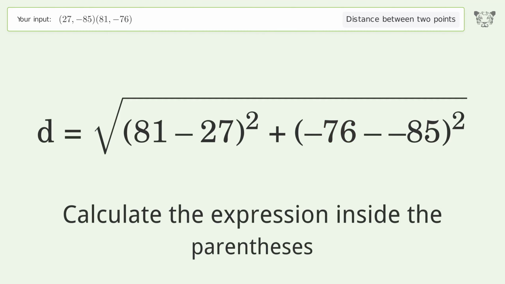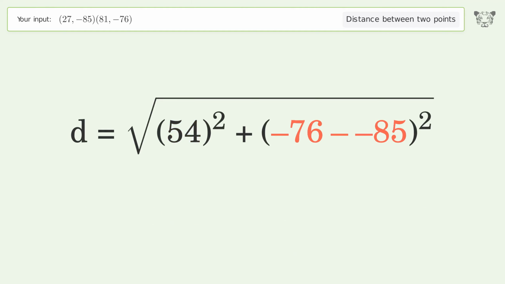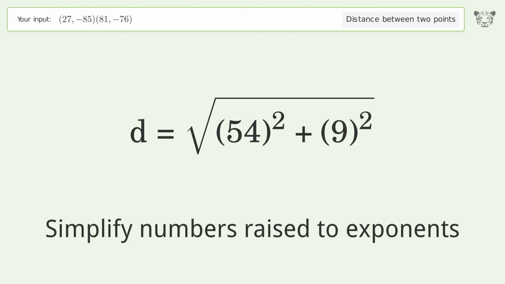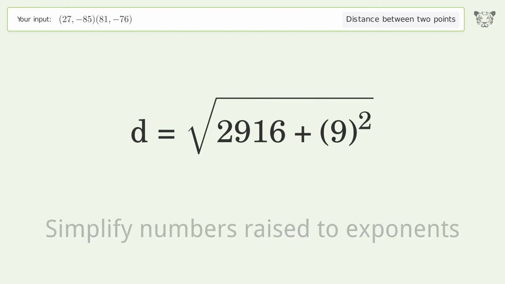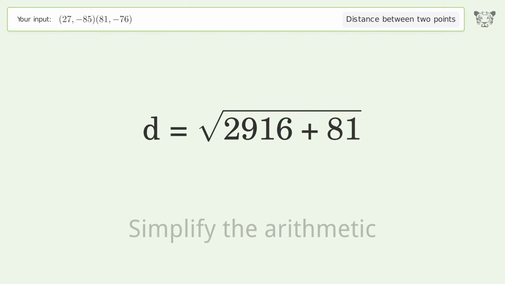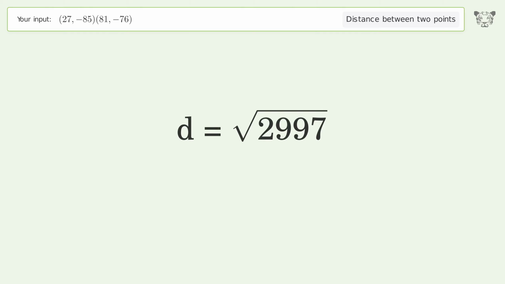Calculate the expression inside the parentheses. Simplify numbers raised to exponents. Simplify the arithmetic. And so the distance between the 2 points is the square root of 2997, or 54.745.